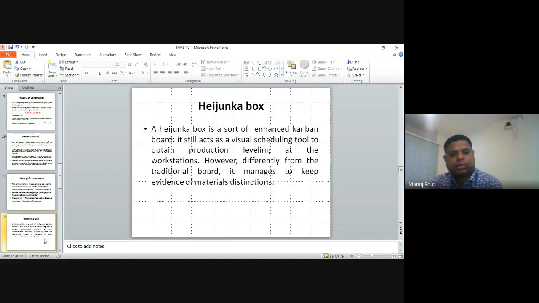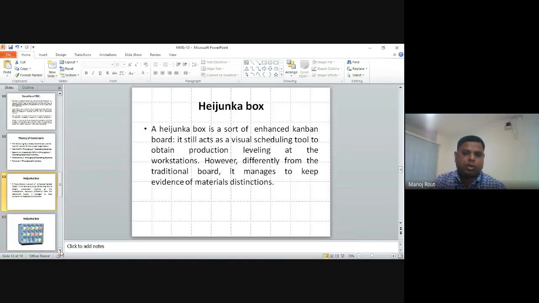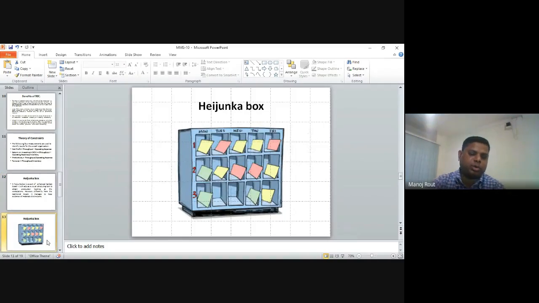It very much looks like a steel almirah or a wooden box almirah. This is the typical example where you can keep different levels of inventory, and it is a particular evidence of material destinations or designations.